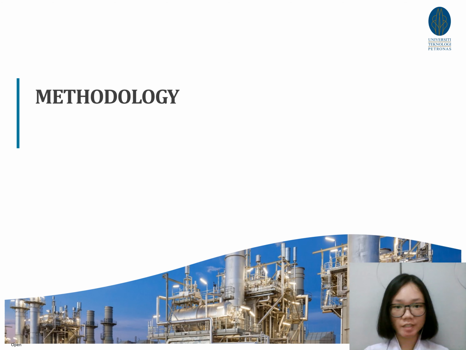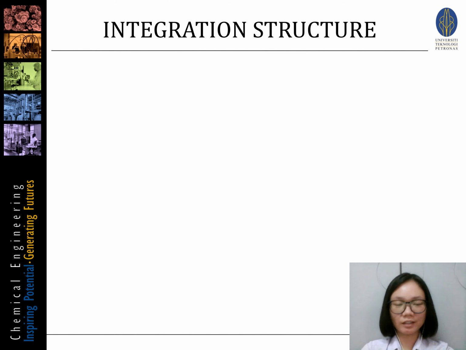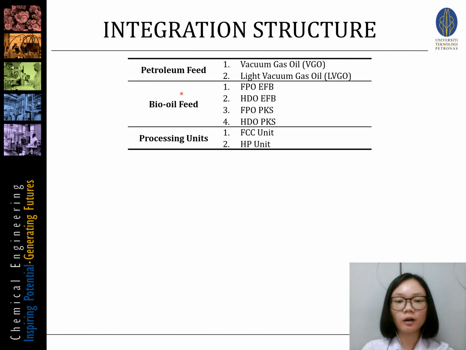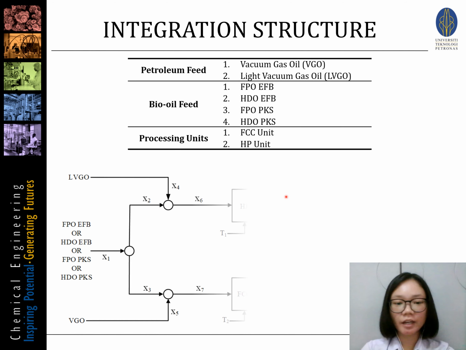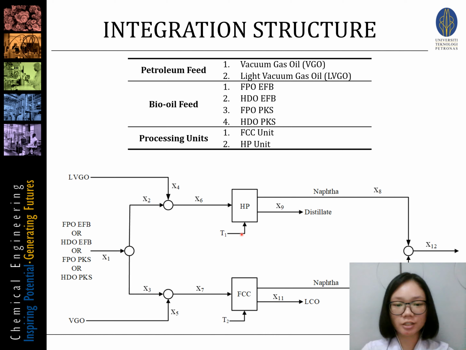Moving on next is the methodology of this project work. Before moving into details, I want to give you a rough idea about how the integration structure looks like. So here are the petroleum feed, the bio oil feed, and the processing units. And here is the block diagram of the integration structure. And as we can see, the integrated process begins where the bio oil is split into two streams and then mixed with the petroleum feedstock.